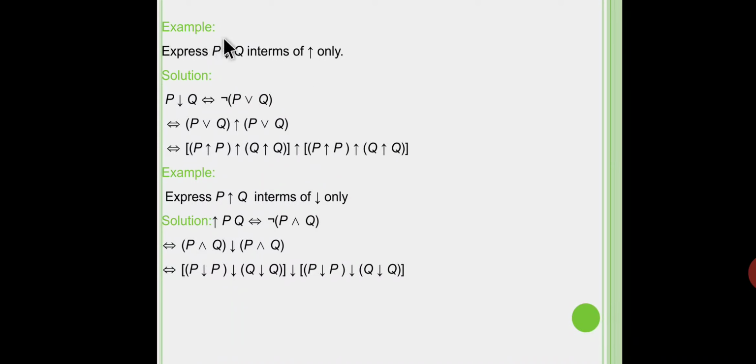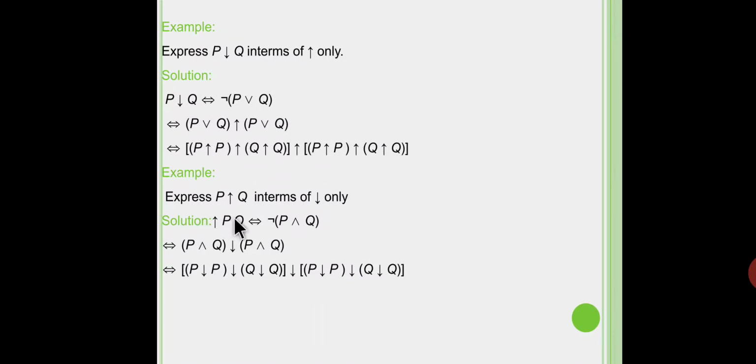So example: express P NOR Q in terms of NAND only. So solution: P NOR Q is equivalent to negation of P or Q. So how can we write this using equivalence relations? P or Q, negation of P or Q. So P NAND P, NAND Q NAND Q, NAND P NAND P, and Q NAND Q. Okay.